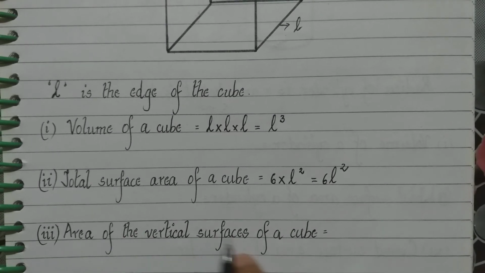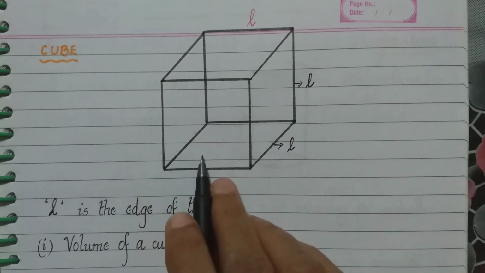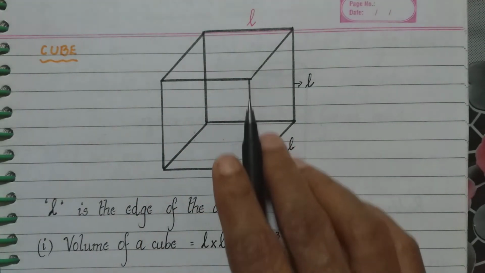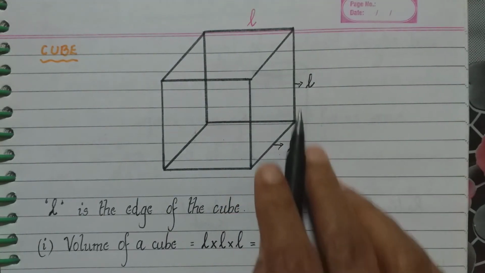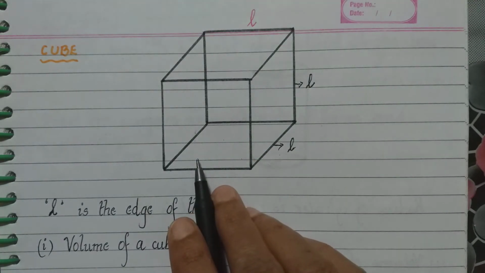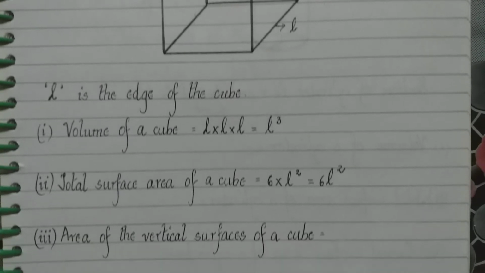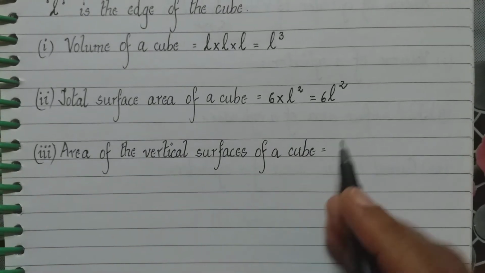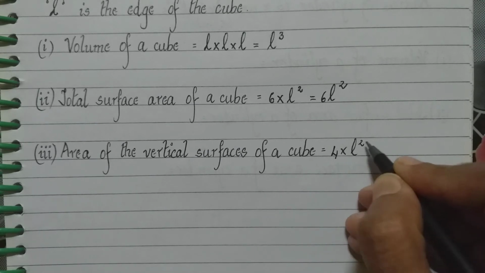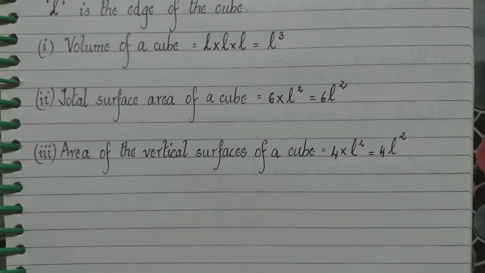Then what about the vertical surface area of a cube? Vertical surface area is the faces which are standing, not the top and bottom one. Each surface has area L square, and the number of faces which are standing is 4. So 4 into L square will be 4L square. Therefore the area of the vertical surfaces of a cube is equal to 4 into L square, which is 4L square.